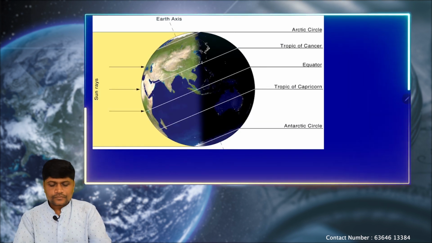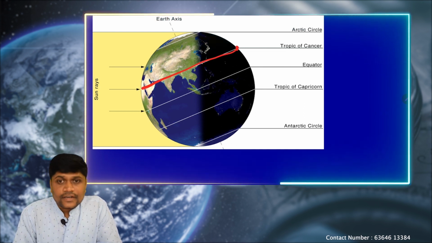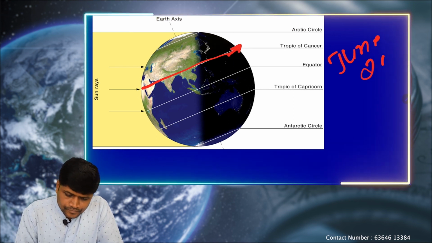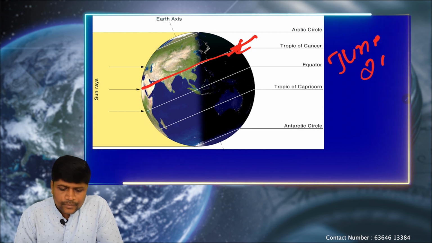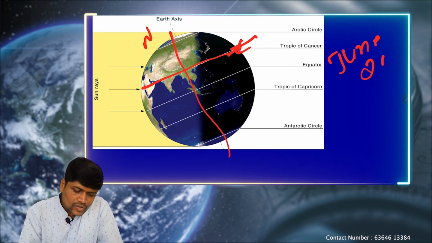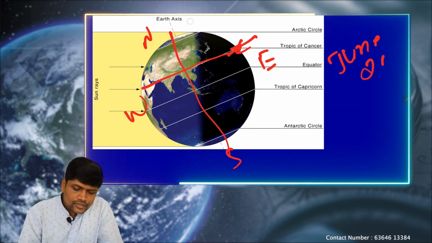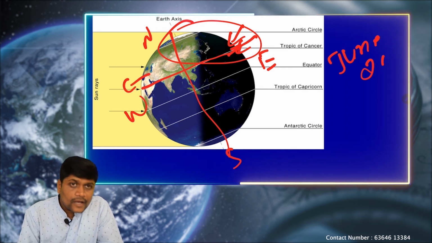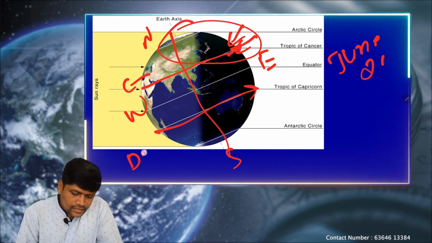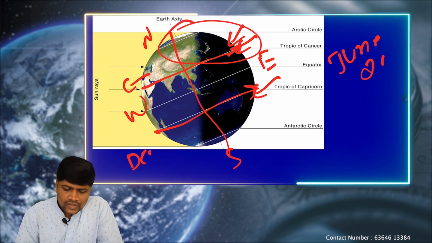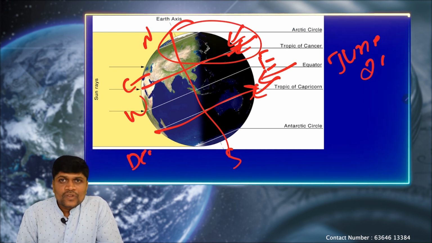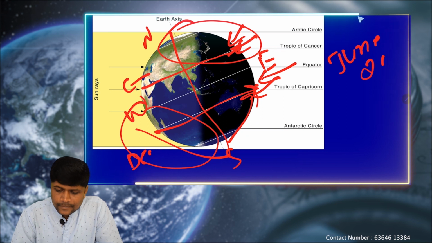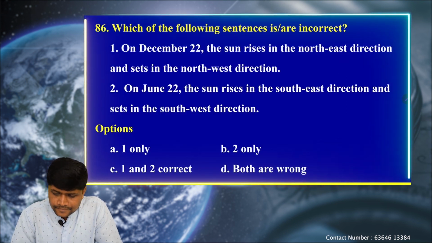Let's see. So we know that this is the Tropic of Cancer region. On June 21st, the sun will be vertically here. So if the sun is vertically here, and this is north, south and east-west direction, then this is the northeast direction. That means on this day, the sun will be rising in the northeast and setting in the northwest. On December 22nd, the sun will be vertically over the Tropic of Capricorn. That means the sun will be rising in the southeast direction and setting in the southwest direction. Clear? Let's see the explanation.